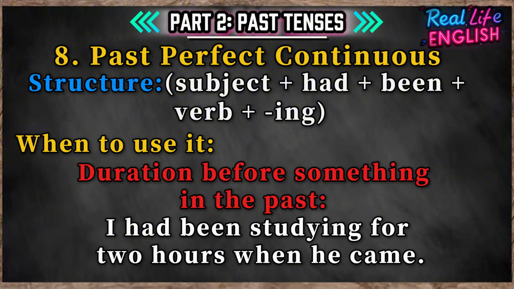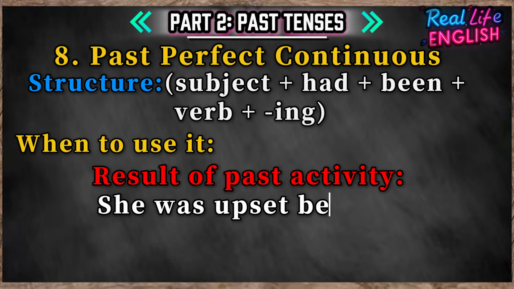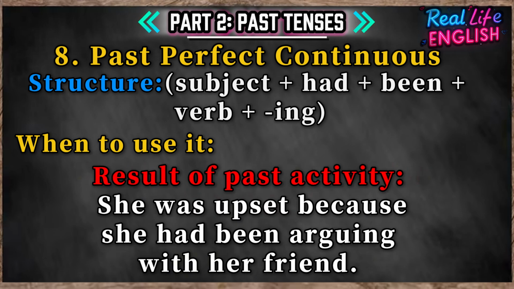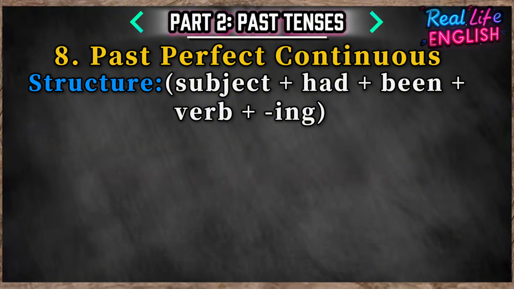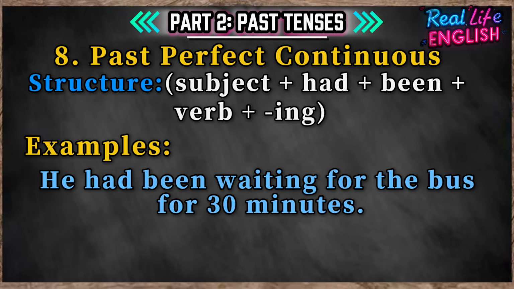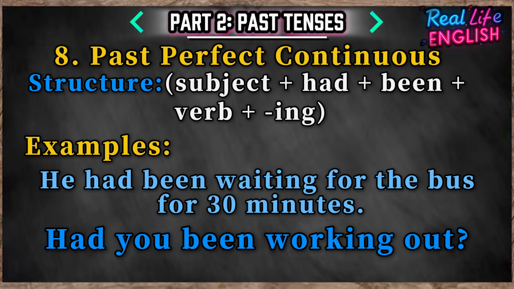When to use it. Duration before something in the past. I had been studying for 2 hours when he came. Result of past activity. She was upset because she had been arguing with her friend. Examples. He had been waiting for the bus for 30 minutes. Had you been working out?